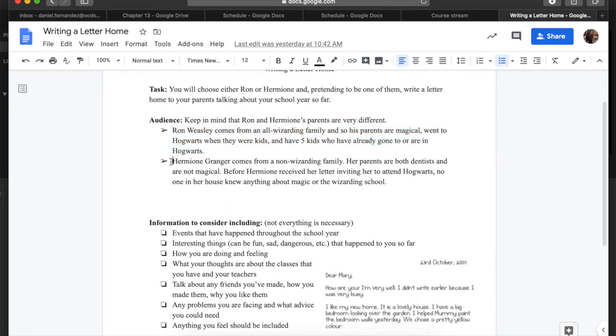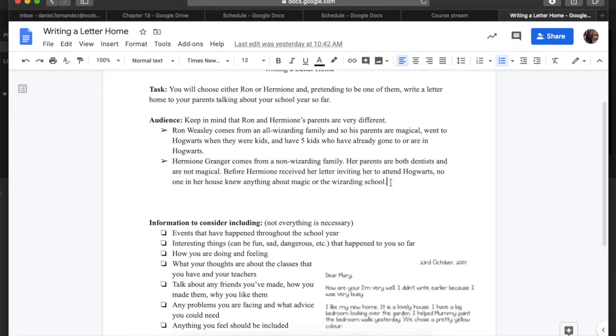Hermione Granger comes from a non-wizarding family. Her parents are both dentists and are not magical. Before Hermione received her letter inviting her to attend Hogwarts, no one in her house knew anything about magic or the wizarding school. If you choose Ron, you don't have to explain what Hogwarts is. You don't have to necessarily talk about all the staircases and such. His parents know that. If you are Ron, you could refer to them and your parents would say, oh yeah, I remember that when I was there.